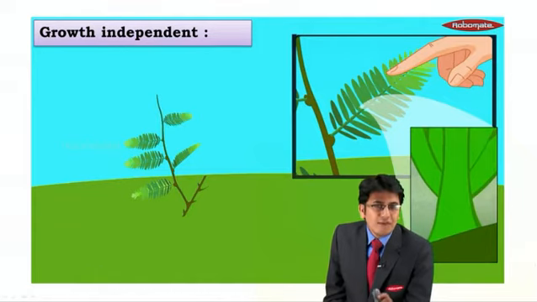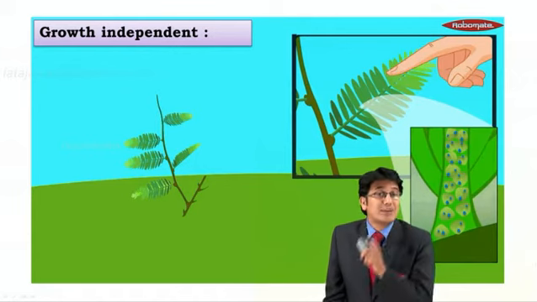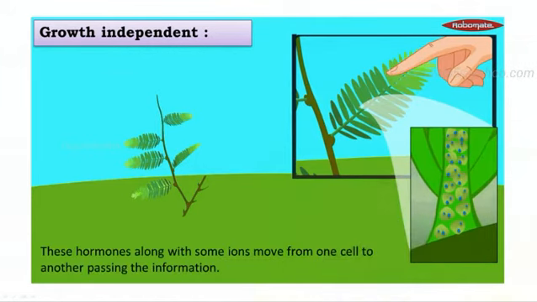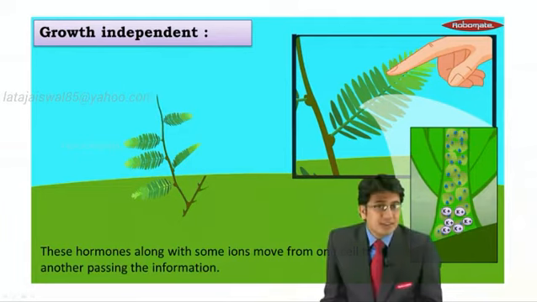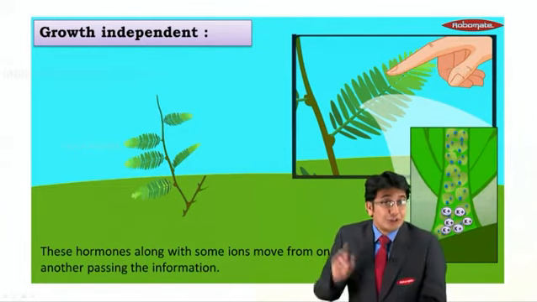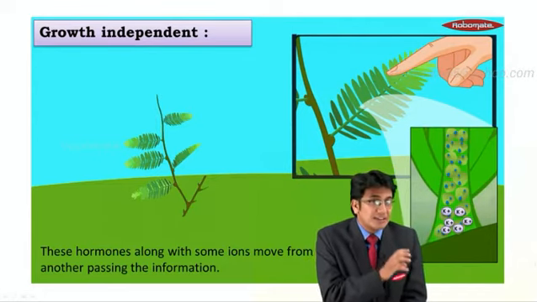We all know every organism is made up of cells, and these cells contain water. Now, these hormones, along with some ions, move from one cell to another, passing the information. And here you can see some potassium ions have arrived. Due to the hormones, these ions have arrived.